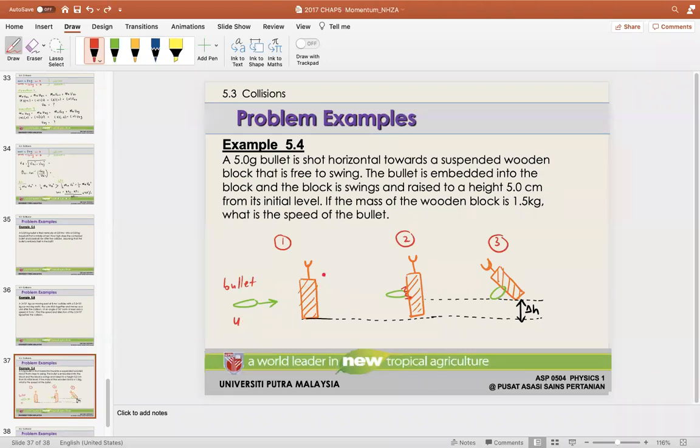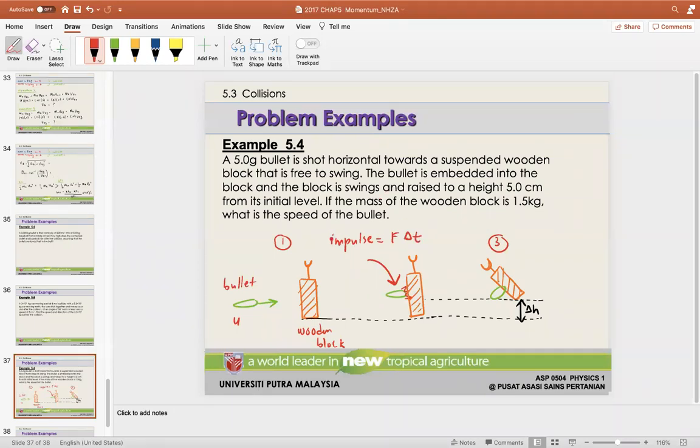And then it collides with a wooden block. Okay, this is a wooden block. And then collision happens. This collision is called impulse. Okay, where there is a certain force and time associated with it. So impulse is F times delta T. Okay.